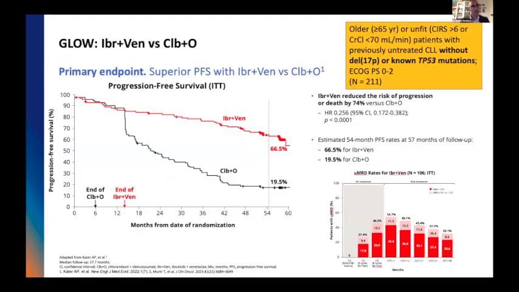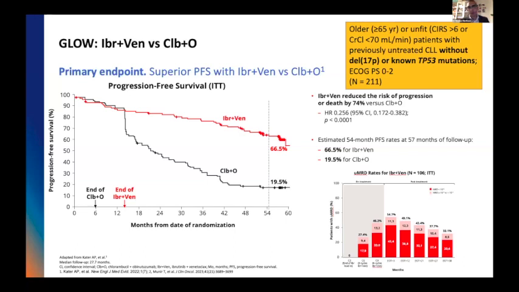And the other ibrutinib plus venetoclax combination has been presented by George in this last ASH, comparing ibrutinib venetoclax versus chlorambucil in the older and comorbid population, again above 65 years of age, or CIRS scores above 6, but excluding those with P53 abnormalities. Again, 100 plus patients per arm, and obviously we would expect a significant PFS difference. I think there's no surprise to that.